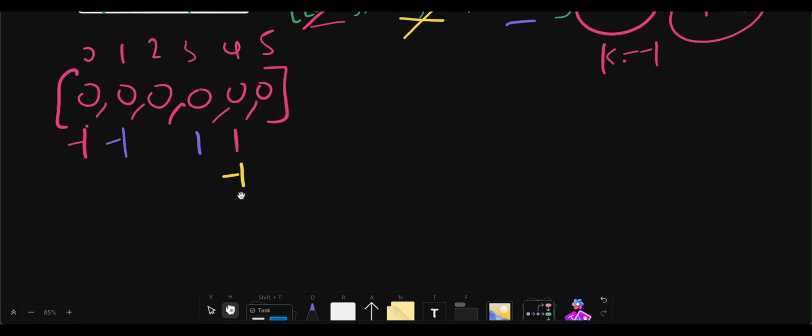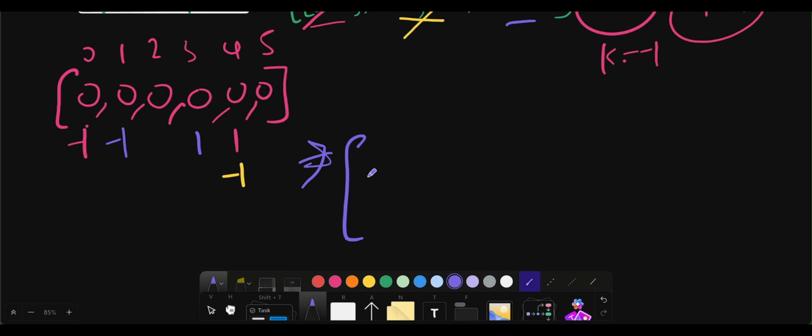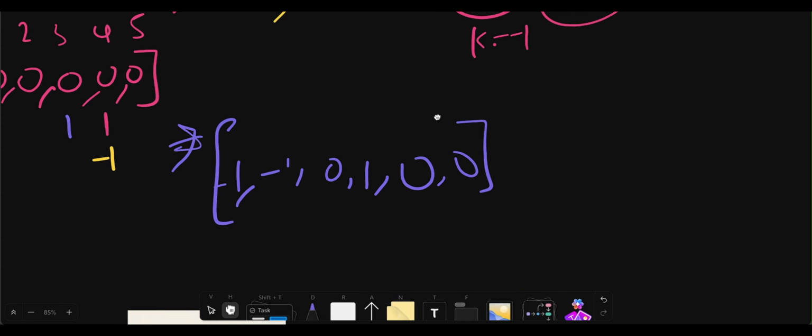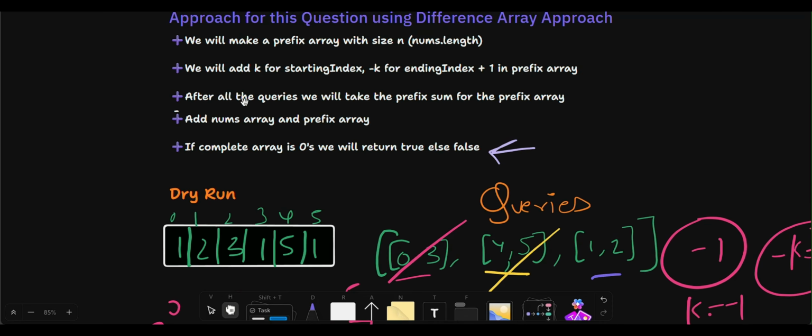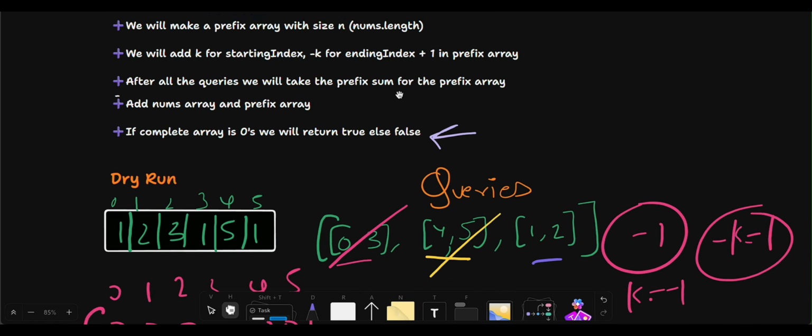So after that, if you see the resultant prefix sum, it would be minus 1. This is also minus 1. This is 0. That is 1. That is 0. 1 minus 1 plus 0 is 0. And this is also 0. So after that, we'll check what is the next step. We have done the second step. After all the queries, we will take the prefix sum of the prefix array.